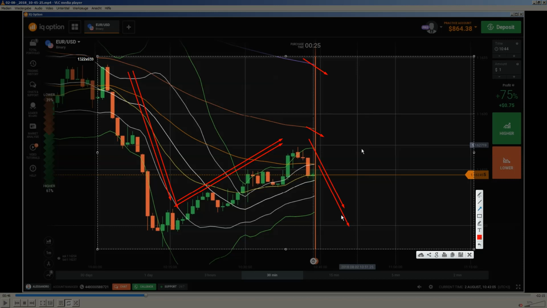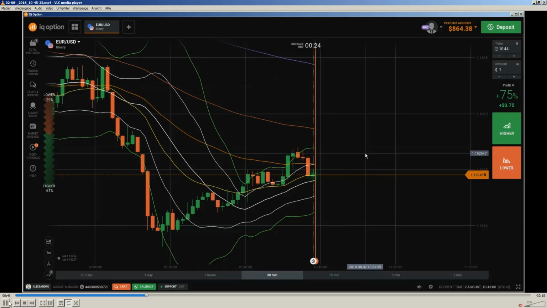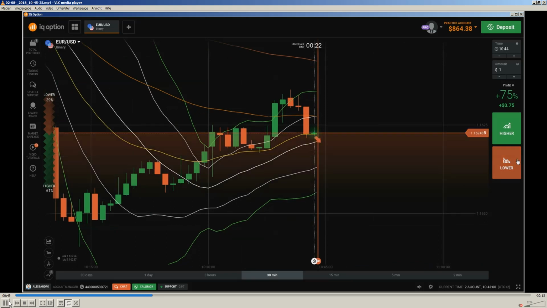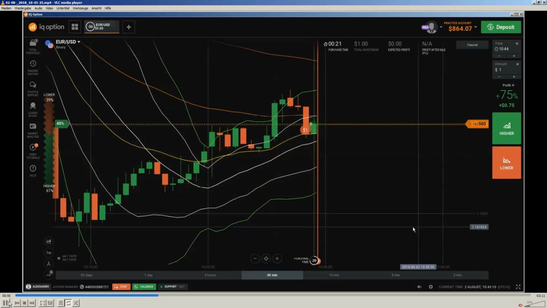Yes, that is the key. This is a downtrend on a higher time frame, and that was only a retracement of this major downtrend. So okay, that was all I wanted to show you. So let's wait till price. Okay, I entered into a put.